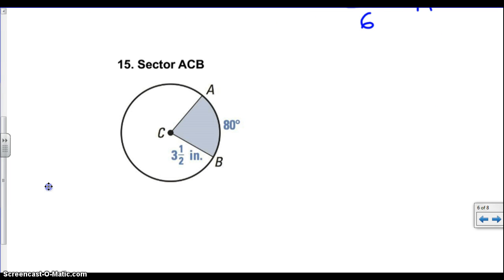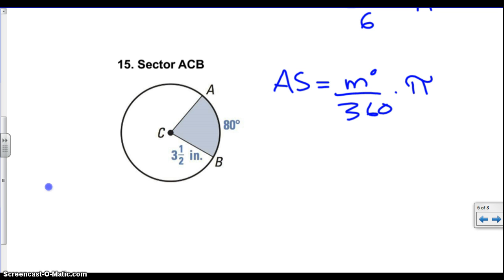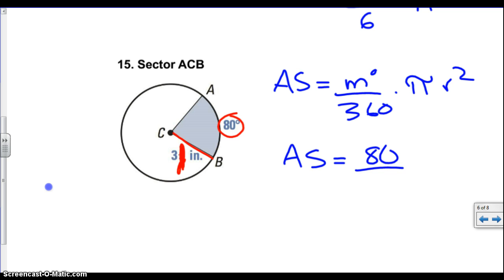So that's that one. If you scroll down, this one looks very, very similar, so we'll just set it up for you. Same thing, write your formula. So AS equals m over 360 times pi r squared. Our m, the measure of the angle, is 80. And our radius is 3.5 inches. Let's just do 3, 3 is a lot easier. If it was 3.5, you would just put it in your calculator anyway, but 3 will come out clean for our purposes. So AS equals 80 over 360 times pi and then 3 squared.